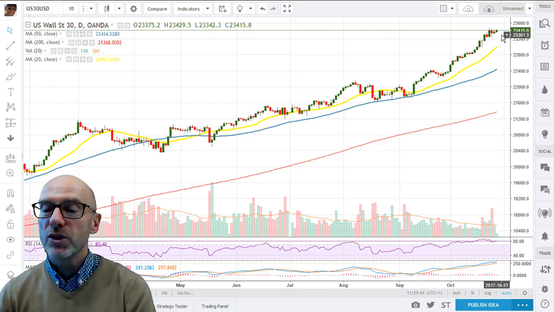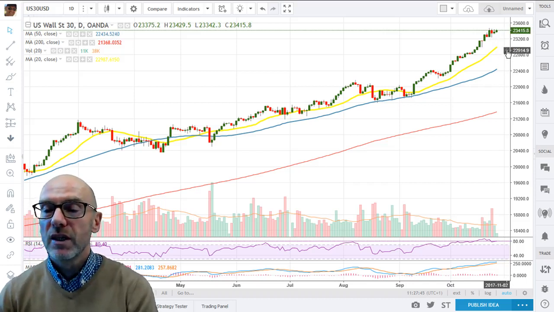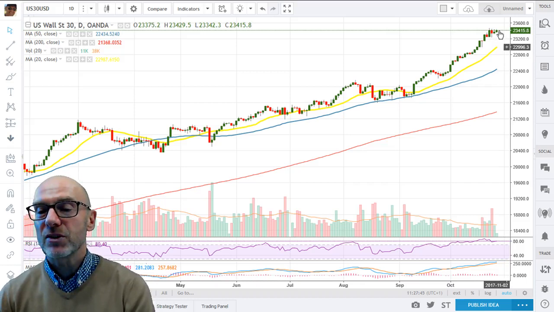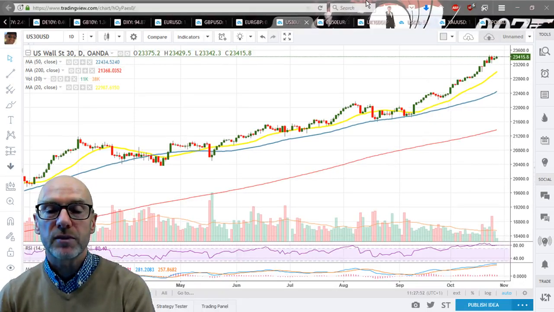So at the moment, you just stay with it. If you haven't got a position, perhaps you take out a short or a hedge. But if you've got a long position, you just stay with it.